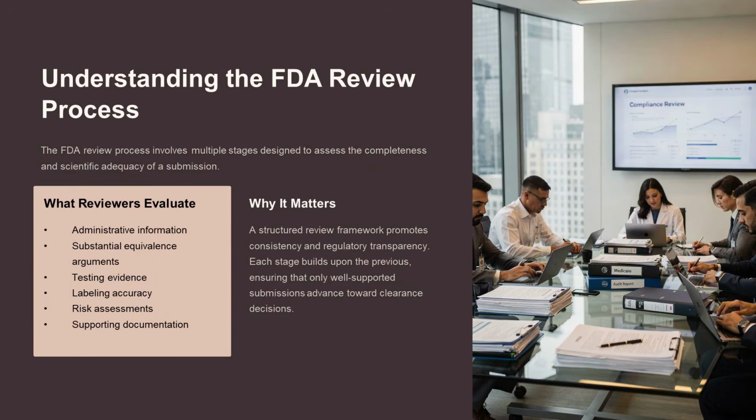The FDA review process involves multiple stages designed to assess the completeness and scientific adequacy of a submission. Reviewers evaluate administrative information, substantial equivalence arguments, testing evidence, labeling accuracy, risk assessments, and supporting documentation. A structured review framework promotes consistency and regulatory transparency. Each stage builds upon the previous, ensuring that only well-supported submissions advance toward clearance decisions.